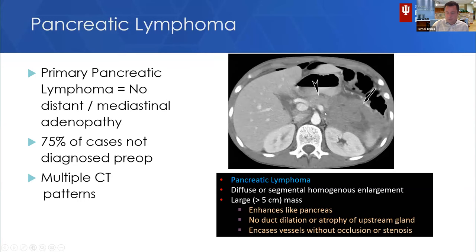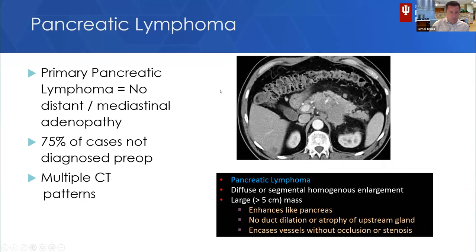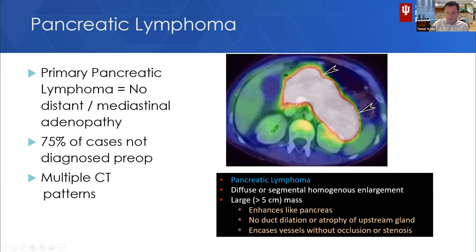This one looks bizarrely large and necrotic, and it invades the colon and other structures as well. So this is hard to diagnose preoperatively or pre-biopsy. In a case like this, you definitely wonder about malignancy. And you can either do a biopsy or a PET scan and then show that this pancreas is diffusely abnormal and hypermetabolic.